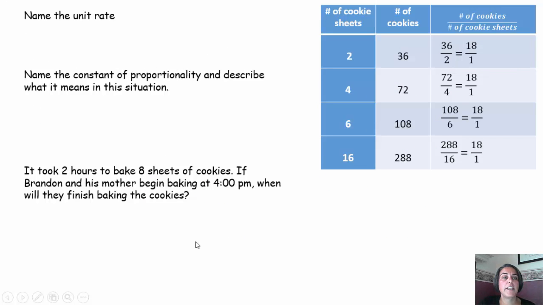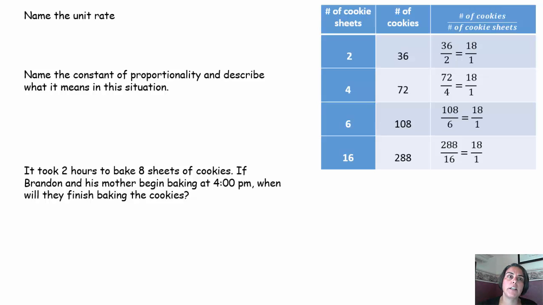Right now, I'd like you to try to name the unit rate. I'd like you to name the constant of proportionality and describe what it means. We actually discussed both of those on the last sheet, so hopefully those should be pretty quick. And then finally, it took 2 hours to bake 8 sheets of cookies. If Brandon and his mother begin baking at 4 p.m., when will they finish baking the cookies? So take a minute, pause the video, try it out, come on back.